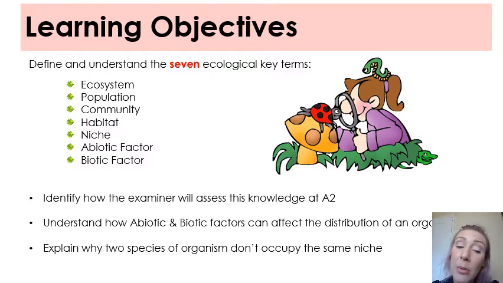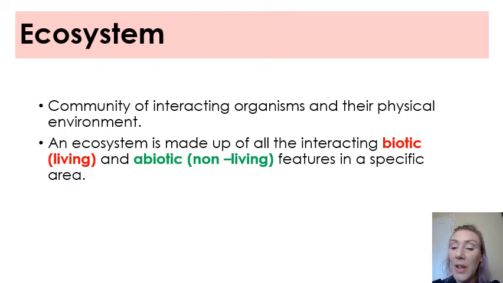And then once you understand abiotic and biotic factors, can you apply that knowledge to explain data sets on the distribution of organisms within an ecosystem? And then finally, my favourite type of question. This is all about the key term niche. Explain why 2 species of an organism don't occupy the same niche. Okay, so let's explore our first key term, ecosystem.